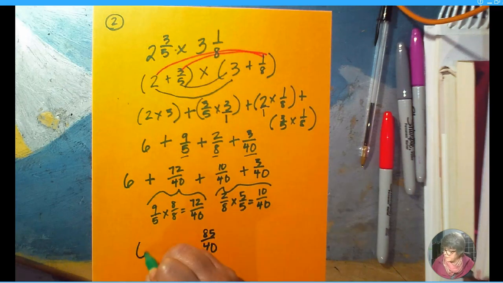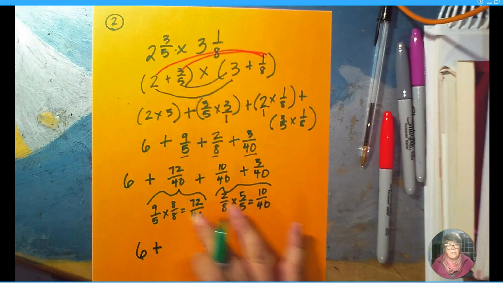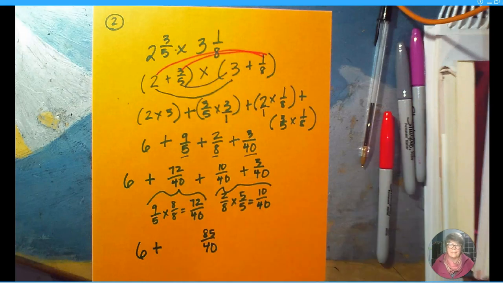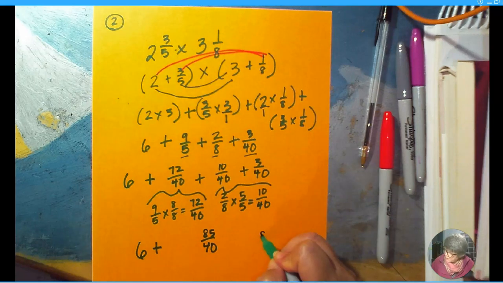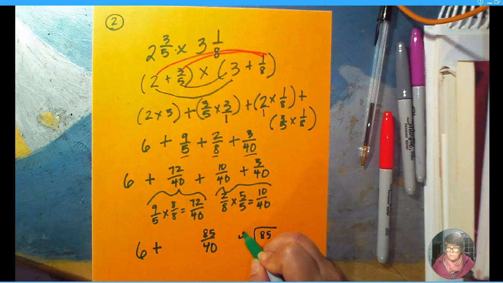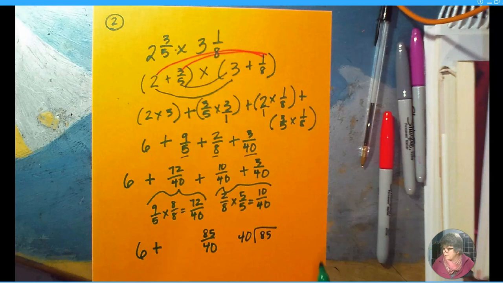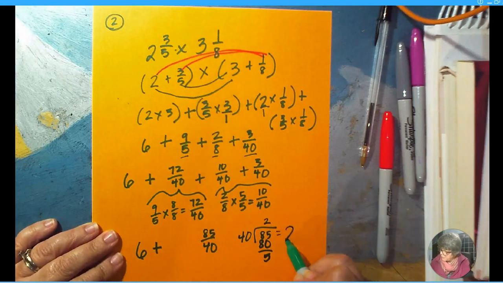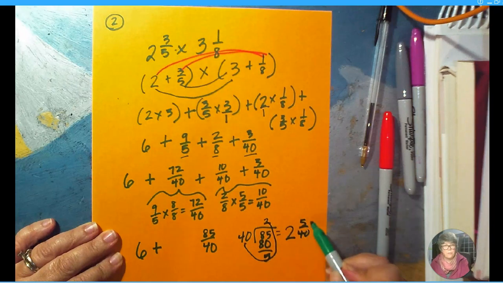I'm going to bring that 6 down again just because I don't want to lose it. Sometimes people get so caught up in their other work they forget their whole number and then their answer's wrong just because of that. So 85 40ths, okay, that one's not too bad. I could drop my 85 inside my division problem. This is just another way to do it. I could say 2 times 40 is 80 with 5 left over. That's going to be 2 and 5 40ths.